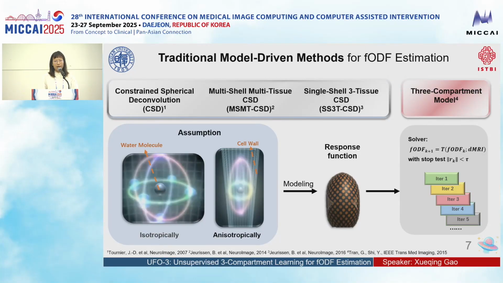Traditional methods are model-driven and usually rely on solvers to estimate fiber ODF. Once water molecules hit cell membranes, their movements become anisotropic. Based on these assumptions, we can pre-compute the response function and optimize the solution of fiber ODF.